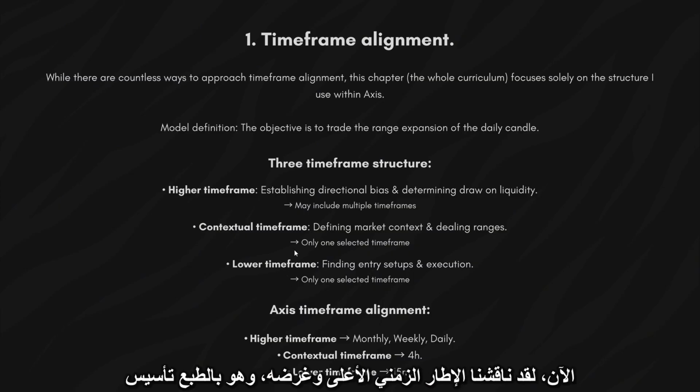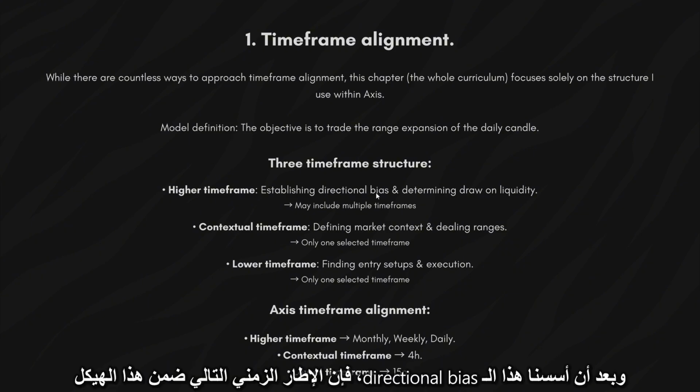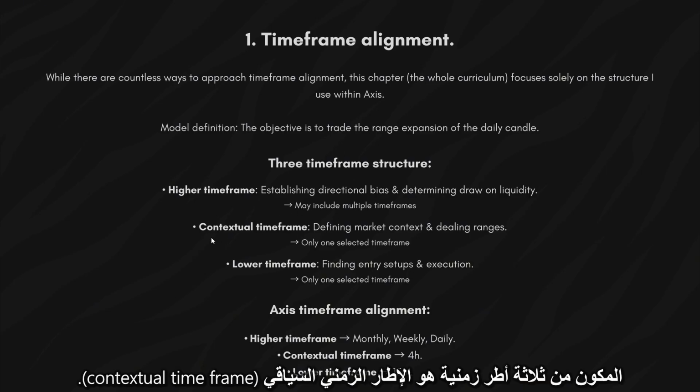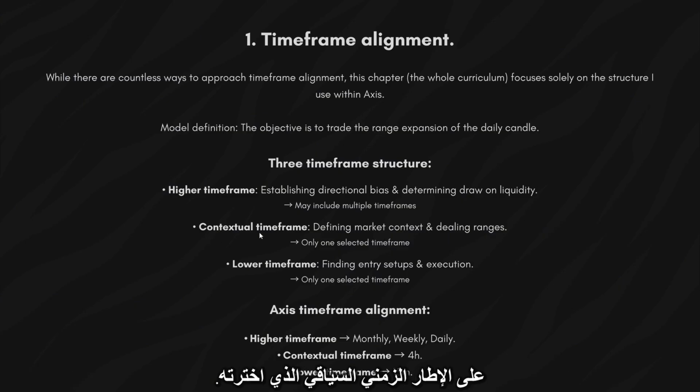Now, we've discussed the higher time frame and its purpose, which is obviously to establish a directional bias. Once you've established that directional bias, the next time frame within this 3 time frame structure is the contextual time frame. And this time frame is used to define or identify a proper market context and a dealing range on the contextual time frame that you would have chosen.